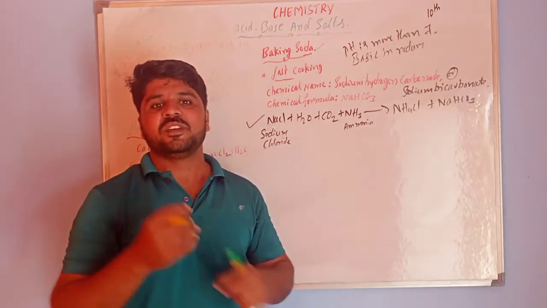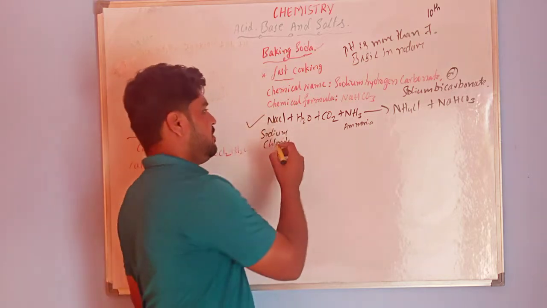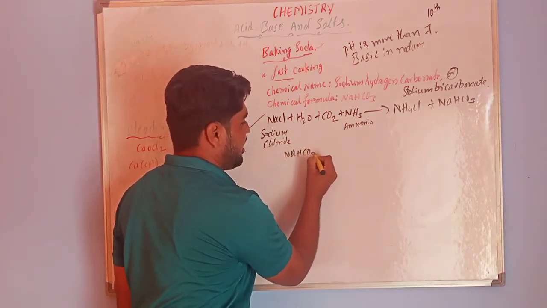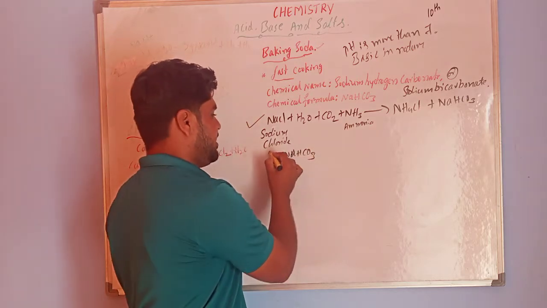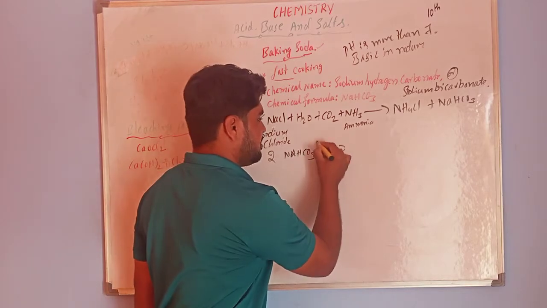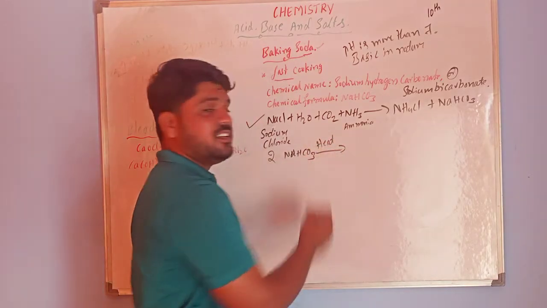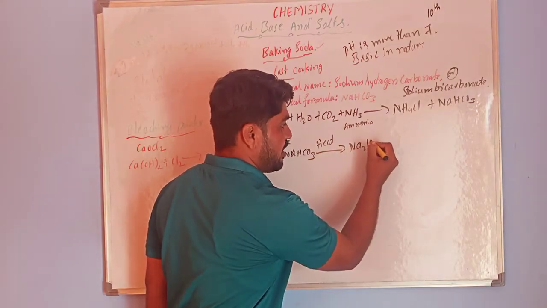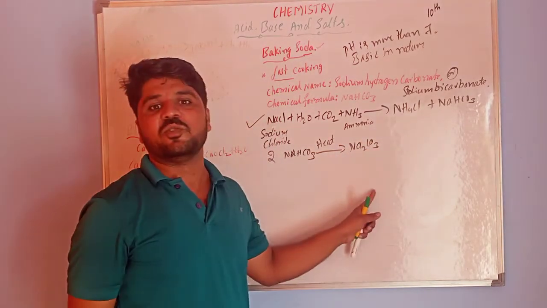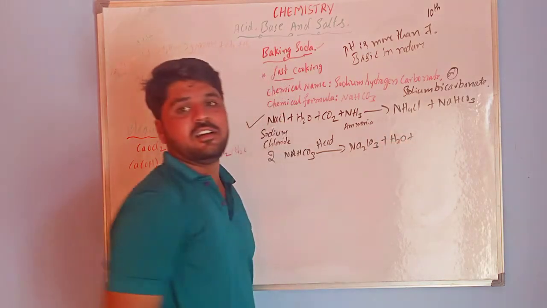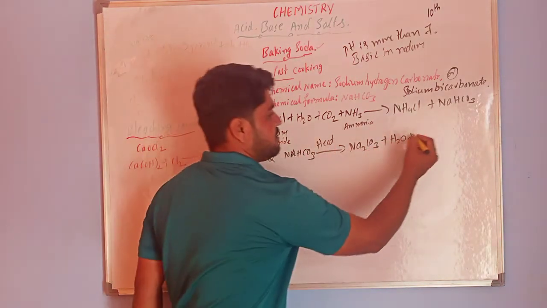And the next is, if you burn the sodium hydrogen carbonate or sodium bicarbonate, if you heat or burn it, it will produce heat. Okay? Heat means burning. It produces sodium carbonate, Na2CO3, and water and carbon dioxide.